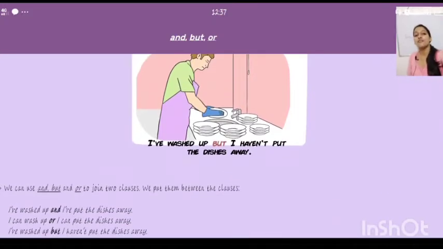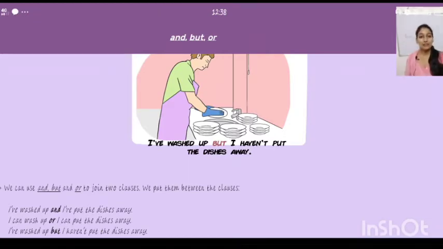I have washed up but I haven't put the dishes away. मैंने बर्तन धुल तो लिए हैं बट मैंने डिशेस हटाए नहीं हैं. I have washed but have not put it away. So this thing, as you can see in the example. Now we can use and, but, or to join two clauses, or we put them between the clauses.